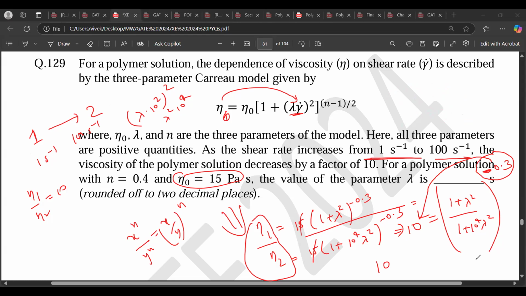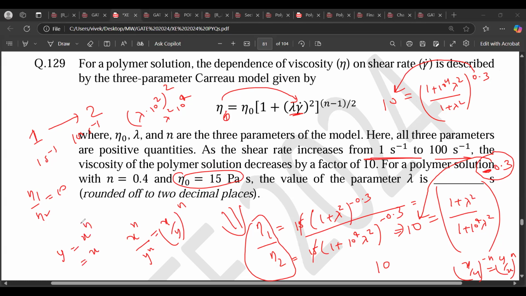So let me reverse this. (x by y) to the power minus n, I can write (y by x) to the power n, right? This minus will become plus. So I can write (1 plus 10 power 4 lambda square) by (1 plus lambda square), and whole to the power 0.3. This is easier for me. Now this 0.3, when it comes to this side, it will become 1 by 0.3. That's the basic understanding that you all should know. Like if y equals x to the power n, and I'm transferring this n to the other side, it will become 1 by n. This is the power law idea that you have to use here.